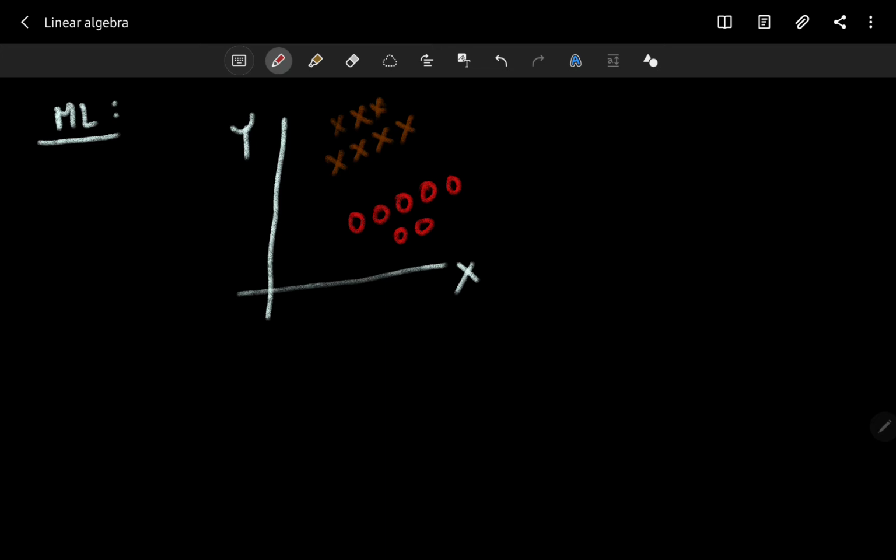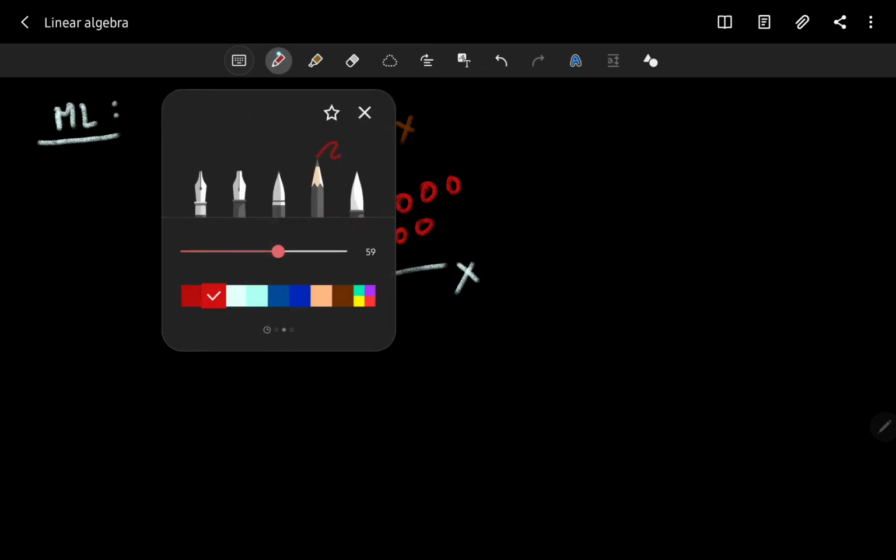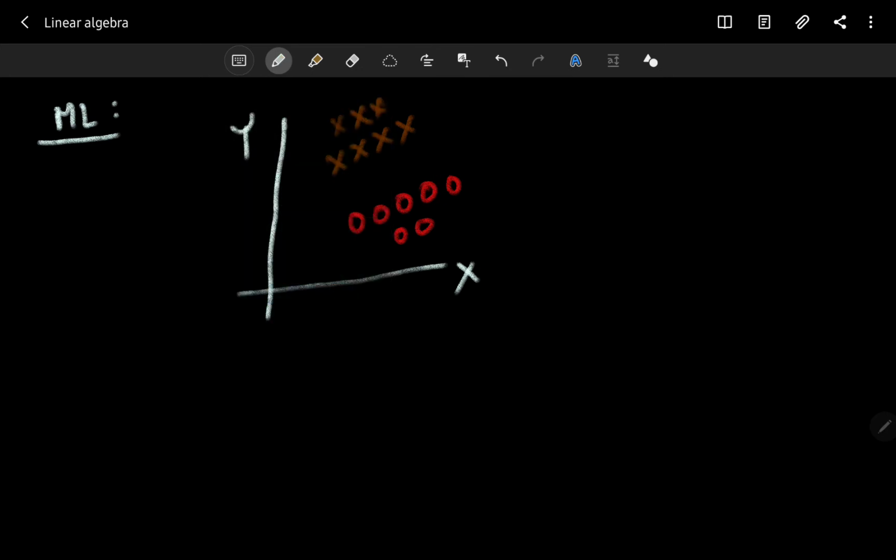Now somebody comes and asks, how will you divide these two types of points into two sections? Somebody comes and says, by drawing this straight line we divide these two types of points. One is the circle points, one is the cross points. So to divide these two we need this straight line.